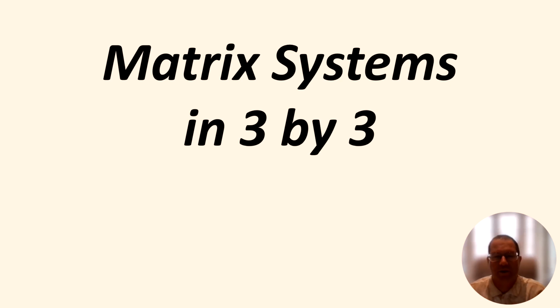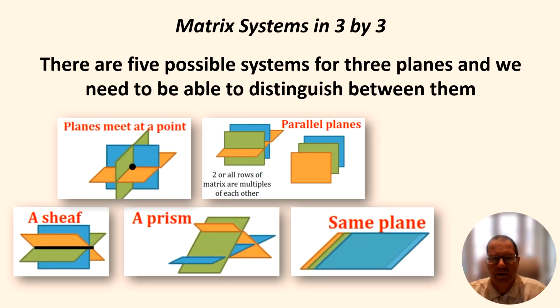Hello and welcome to this video on matrix systems in 3x3. There are 5 possible systems for 3 planes and we need to be able to distinguish between them.